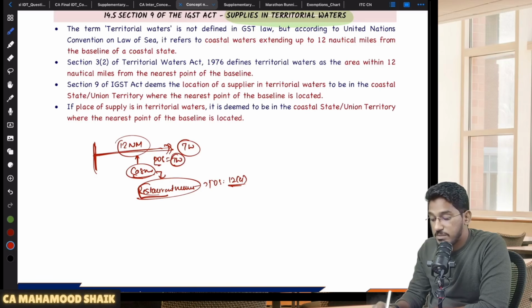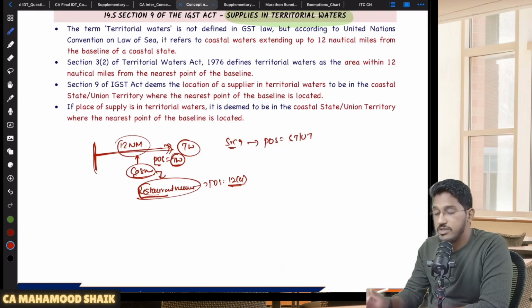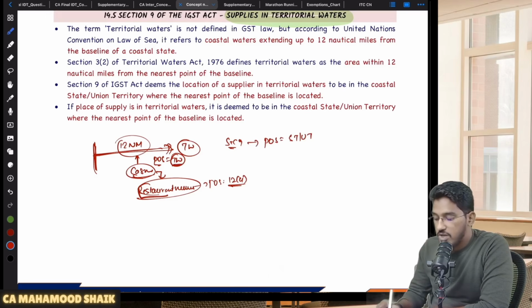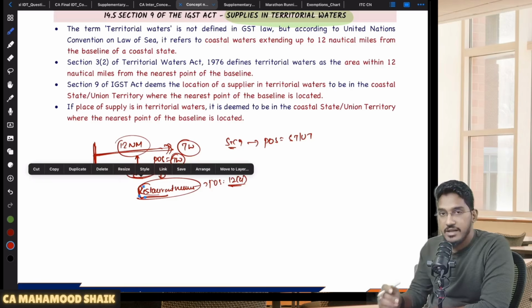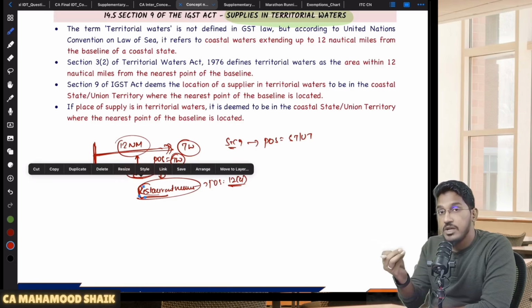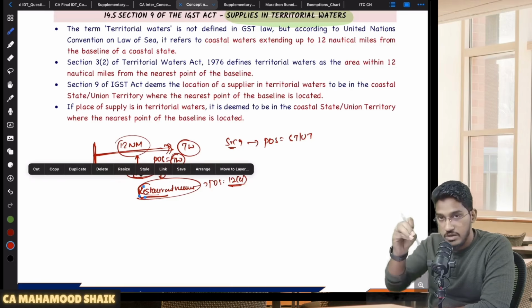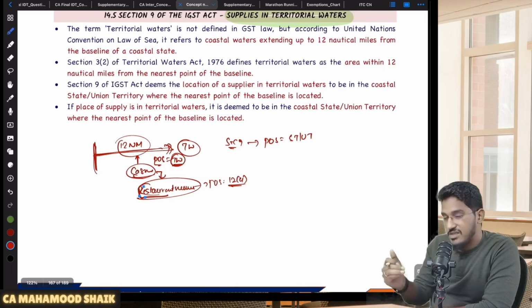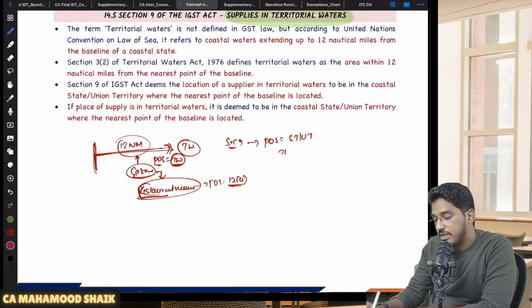In case the place of supply is falling under territorial waters, section 9 of the IGST Act says that the place of supply will be considered in that state or union territory which is nearest to the coastal line. So let us say this casino is located in the territorial waters of Goa. Place of supply is falling in that territorial waters, but place of supply will be considered as the closest state or union territory to the baseline. So to this casino, the closest state is Goa. So place of supply will become Goa.